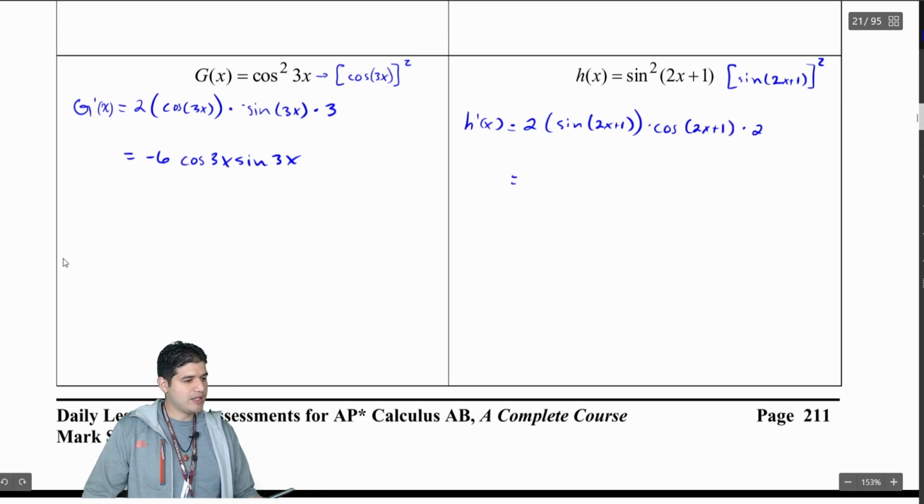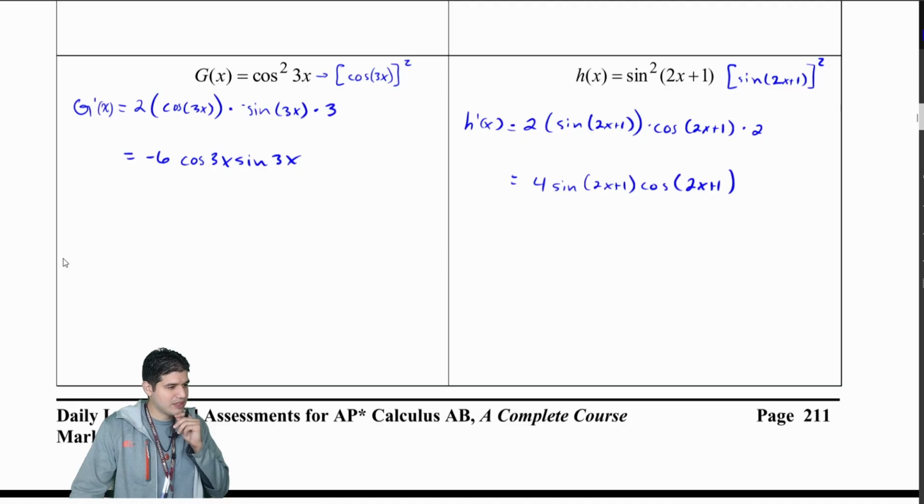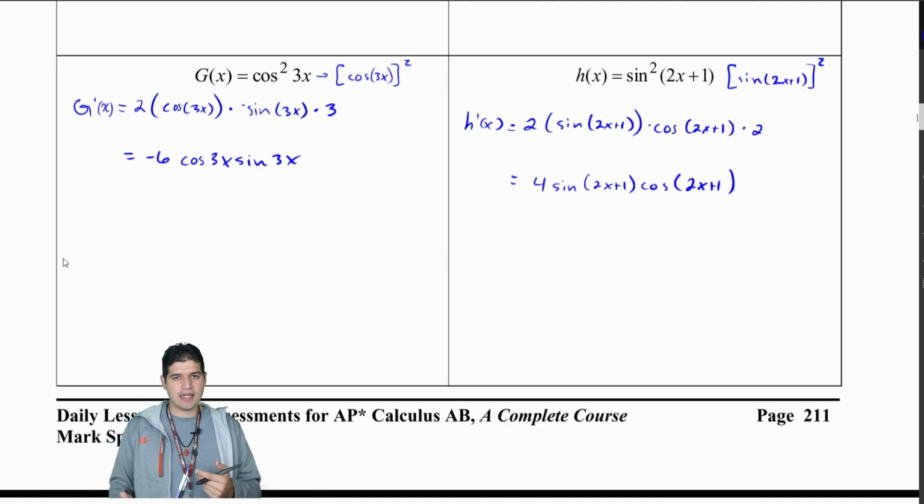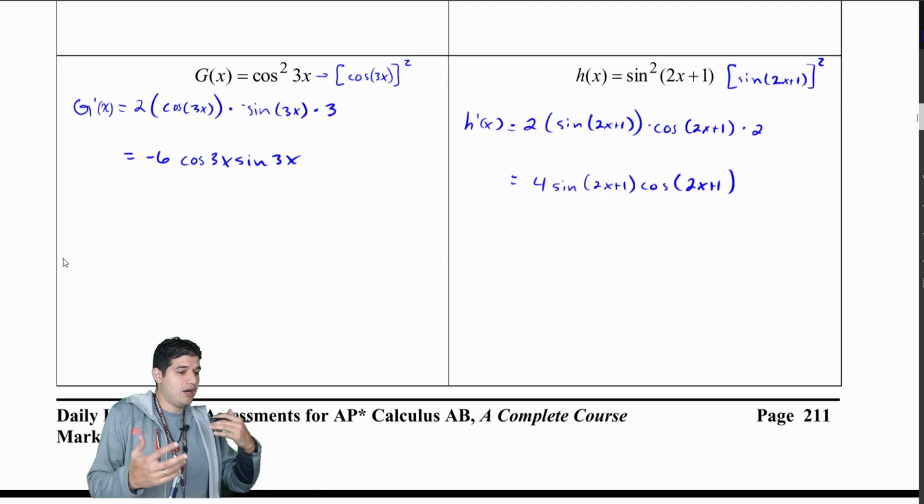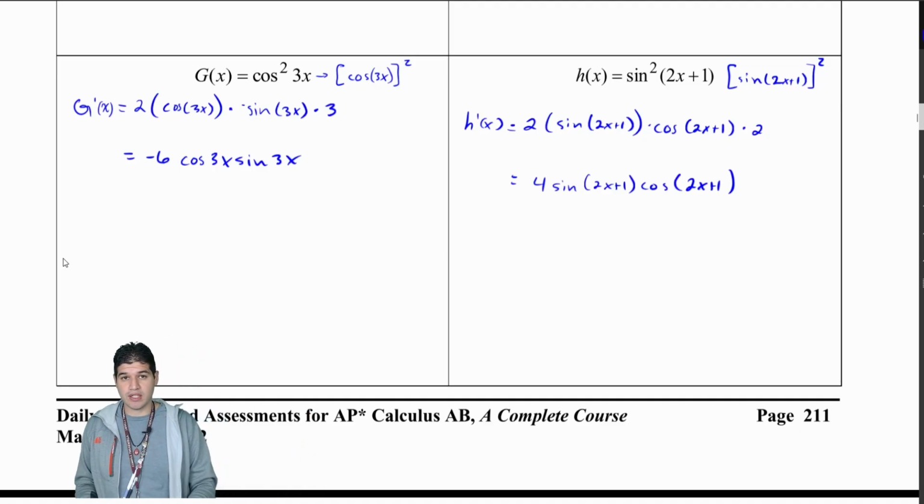Okay, and now we're going to put everything together. So I'm going to get 4 sine of 2x plus 1 cosine of 2x plus 1. All right, I don't think there's any identity that goes with that. So I'm pretty sure that this is going to be the final part of this problem. That's just going to be a quick derivative.